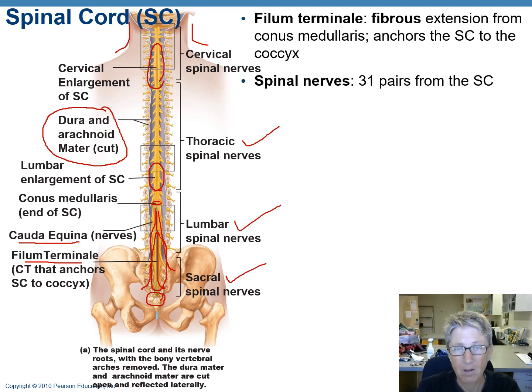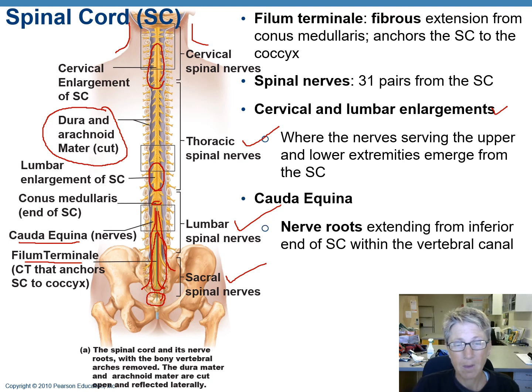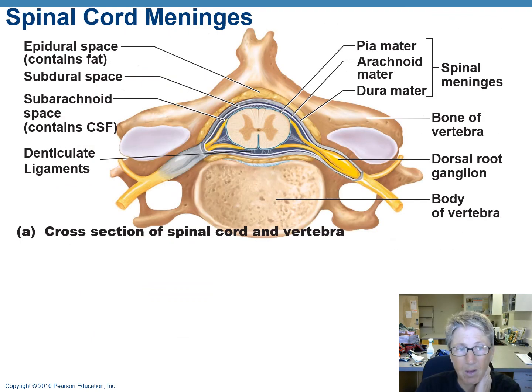Okay, so we talked about the filum terminale. There's 31 pairs of spinal nerves that come out of the spinal cord. And the cervical enlargement and the lumbar enlargement of the spinal cord are where the nerves serving the upper extremities and the lower extremities emerge from the spinal cord. And then cauda equina, those are just nerve roots coming from the inferior end of the spinal cord, the conus medullaris, but they're still within the vertebral canal, so the vertebrae that make up the canal.